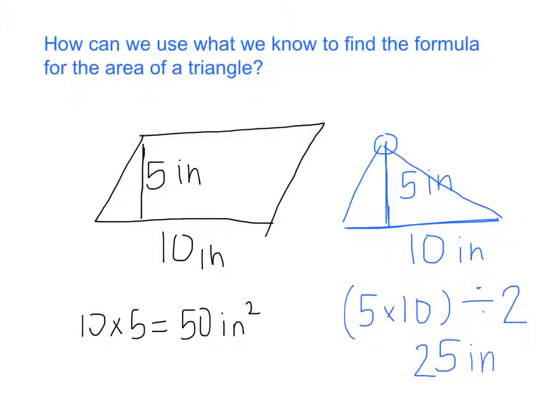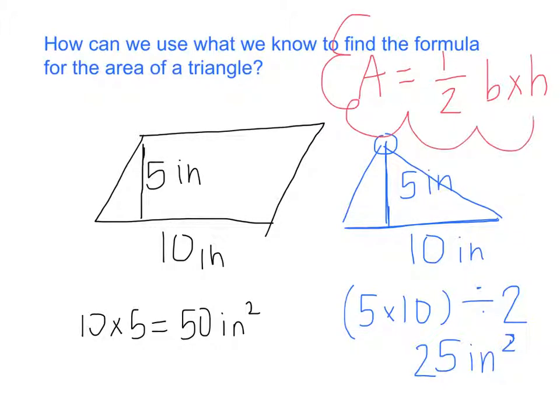So what's 50 divided by 2? 25 inches squared. So what do we know then is the formula for the area of a triangle? The area of a triangle is equal to half of the base times the height. If this was my notebook, I would do something fancy like this so that I could see forever and ever that the area of a triangle is half of the base times the height.